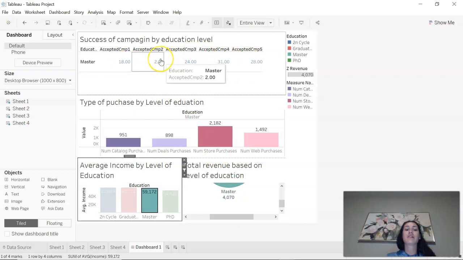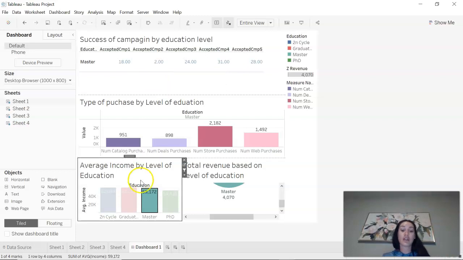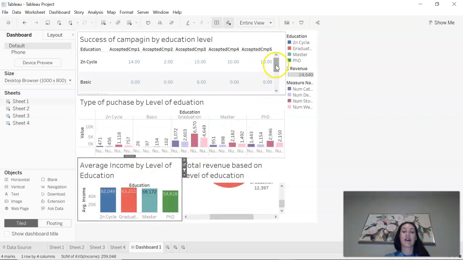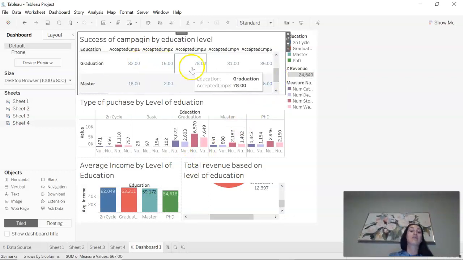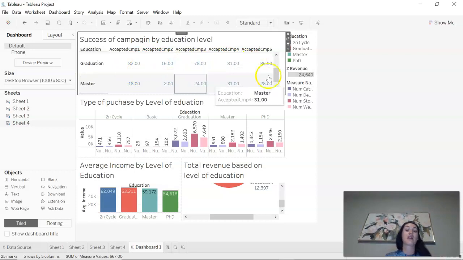Here I wanted to point out that the acceptance of campaign 2 is quite low. Although they're generating more revenue and buying more products, this acceptance is quite low throughout all levels. I'll go ahead and show you that now. Looking down the list, you only see the highest being 16 in the graduation group, but compared to their other acceptance, it's quite low.